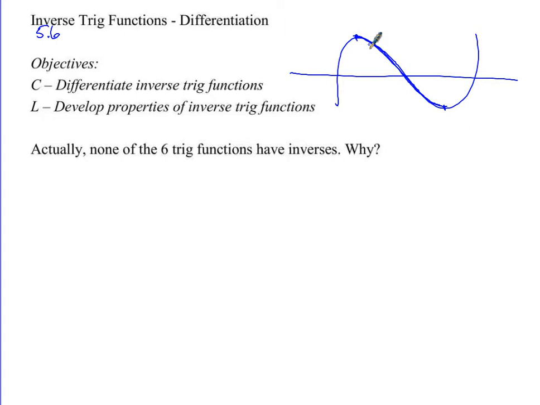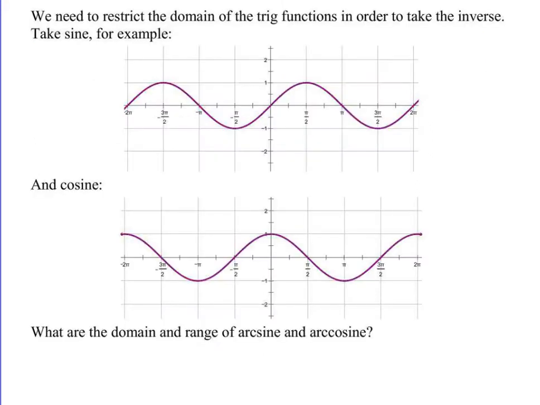The vocab word for that is what? Monotonic, yeah. All right, so that's why none of the 6 trig functions have inverses. And that is why we have to restrict the domains of all 6 trig functions so that we can find their inverses. And once we've done that, eventually, then we can take their derivative or integrate them, which is where we're at in the next 2 sections.